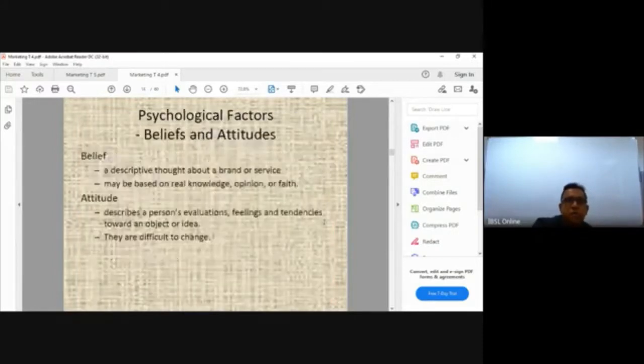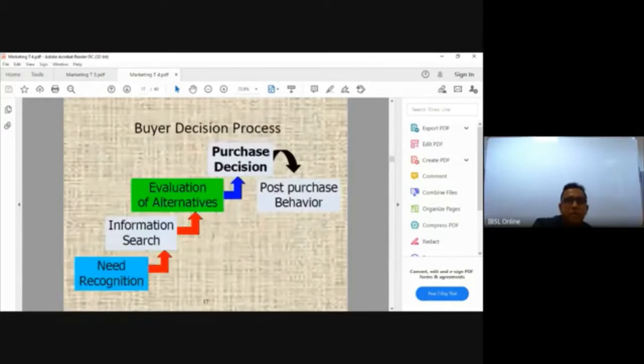And then we started talking about Kotler's individual buying behavior process. There are five stages. Kotler said: need recognition, information search, evaluation of alternatives, purchase decision, and post-purchase behavior. So these steps are very logical. I hope you will use it for your future decision making.